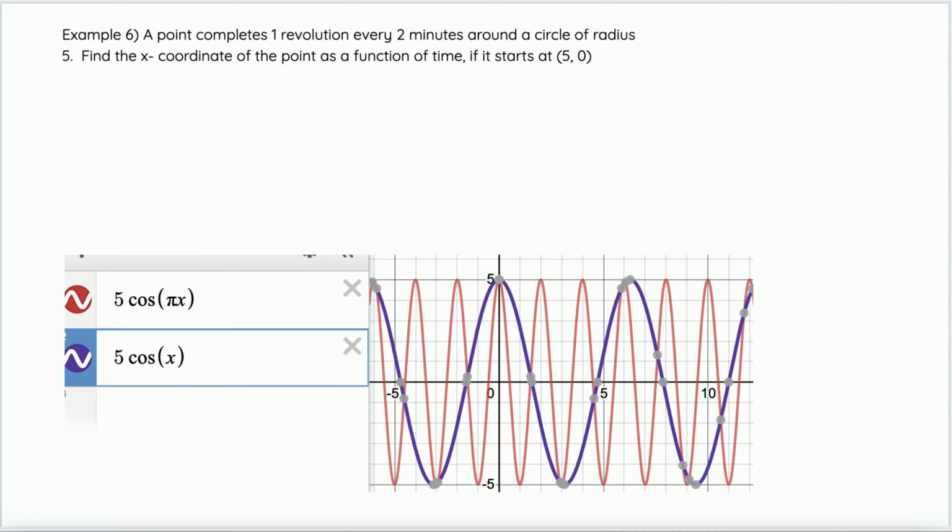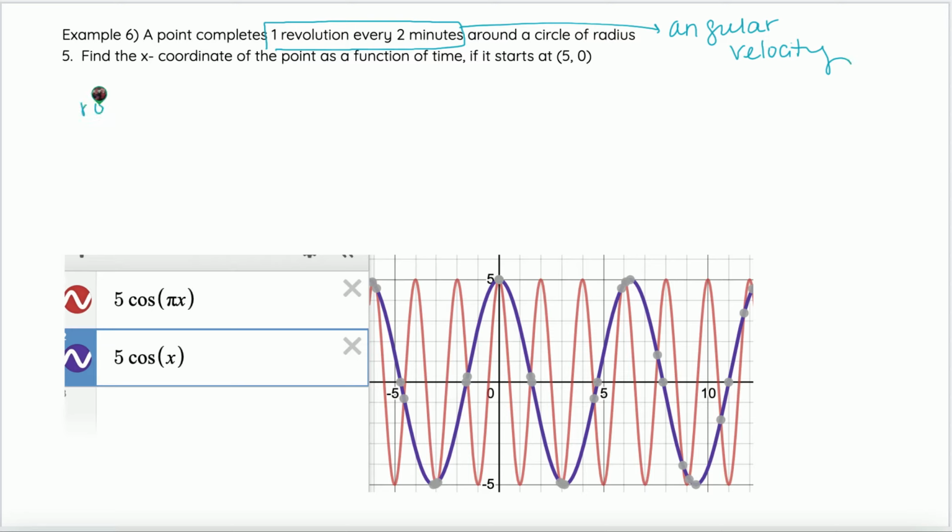Let's look at example 6. It says that a point completes 1 revolution every 2 minutes around a circle of radius 5. Find the x-coordinate of the point as a function of time if it starts at (5, 0). So we have 1 revolution every 2 minutes. That is our angular velocity from our last unit.